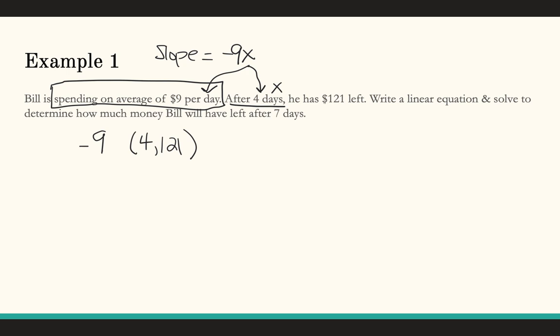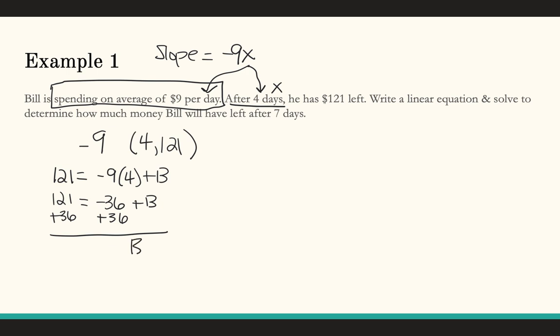So I'm going to show you how to do this with both slope-intercept form and point-slope form. In slope-intercept form, we are going to substitute in what we know. We know that y is 121. We know that our slope is negative 9. Our x is 4, and we're going to solve for b. So we get 121 equals negative 36 plus b. We can add 36 to both sides and solve for b. This gives us 157 as our b.